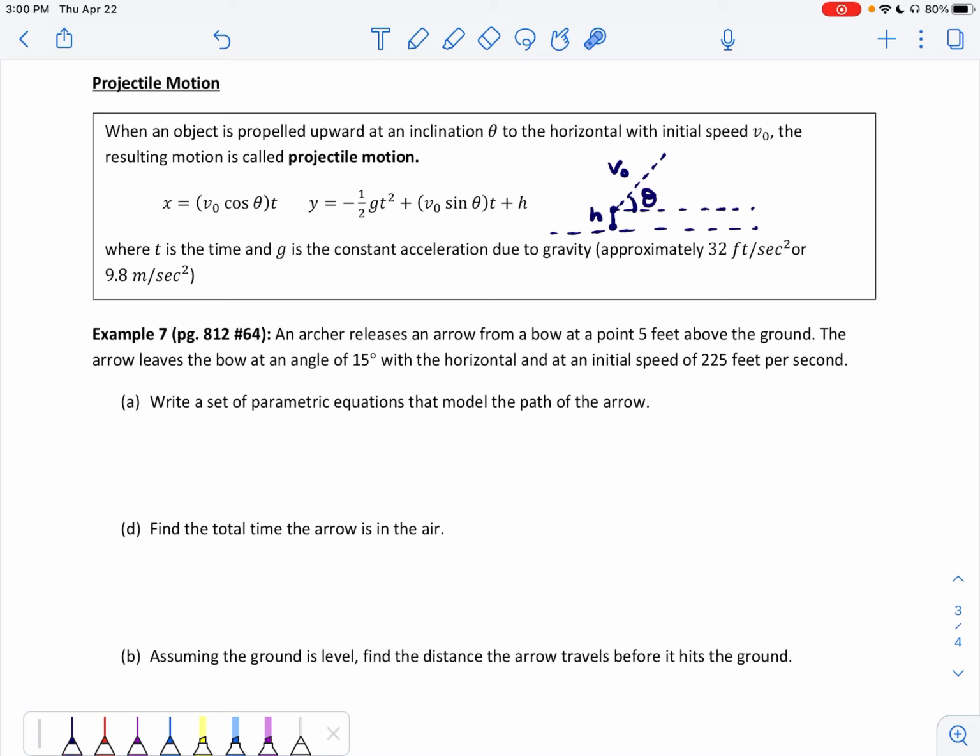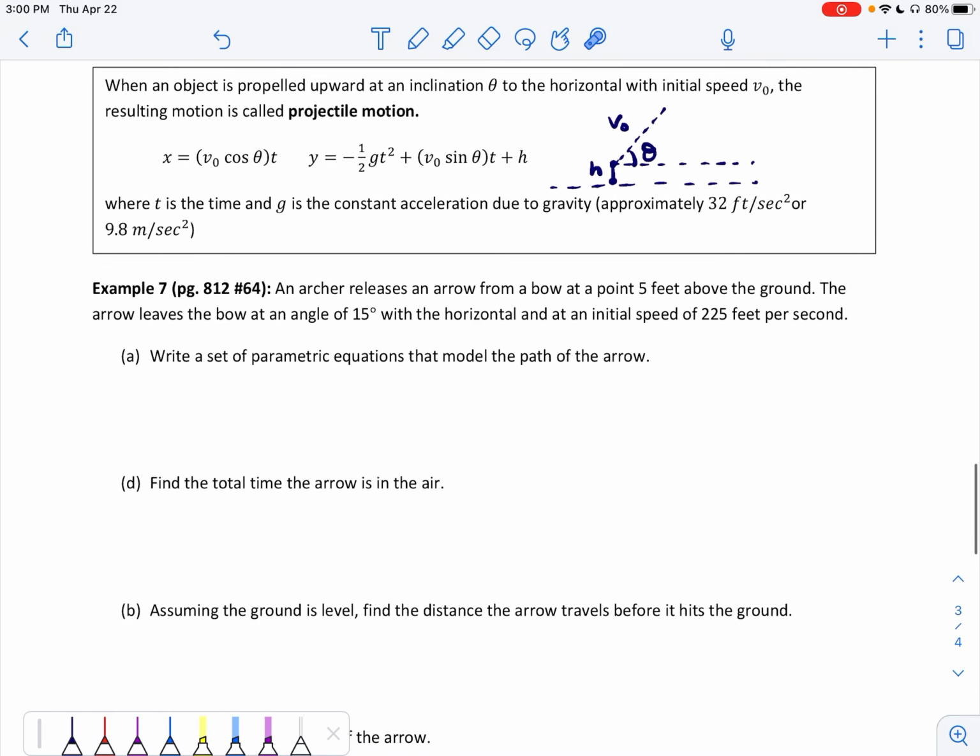Then our x, or the horizontal distance of this object, can be found by taking v0 cosine of theta, so basically the horizontal component of the velocity times t. Our y is going to have three pieces, -1/2 gt squared, that's basically just the gravity piece, okay? G is just our gravitational constant. Then we have plus v naught sine of theta times t, which is just the vertical component of the velocity, plus whatever our initial height is, which we're calling h in this case. Okay. All right, so let's go ahead and take a look at an example.